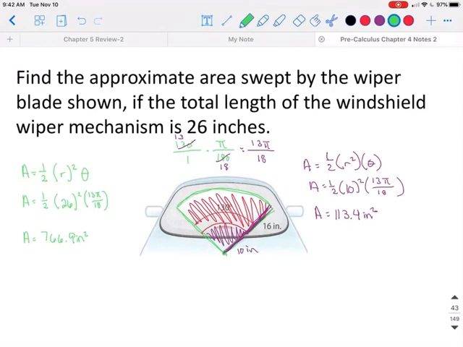So inside the whole green region, we have 766.9, but we're not going to use the stuff inside the purple. So to find just the red, we can find that area by taking the whole piece and subtracting out the piece that actually doesn't get cleaned. And that's going to leave you with 653.5 inches squared that actually gets cleaned on your windshield.